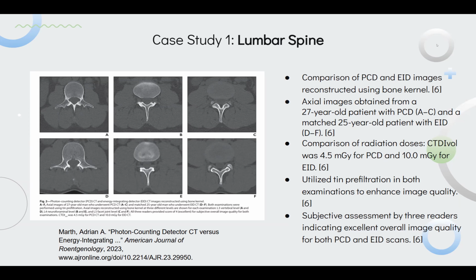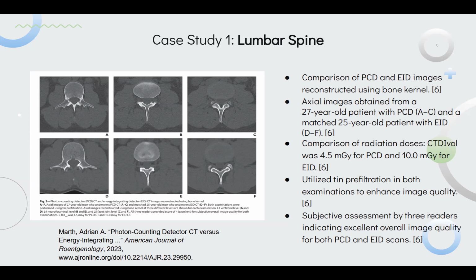One of the key findings was the difference in radiation doses between the two modalities. The CTDI volume, which measures the radiation dose, was significantly lower for PCD at 4.5 milligray compared to 10 milligray for EID. This highlights a major advantage of PCD in reducing patient exposure to radiation. Both examinations also used tin prefiltration to enhance the image quality, which also ensures that the comparison was fair and focused on the capabilities of the detectors themselves.